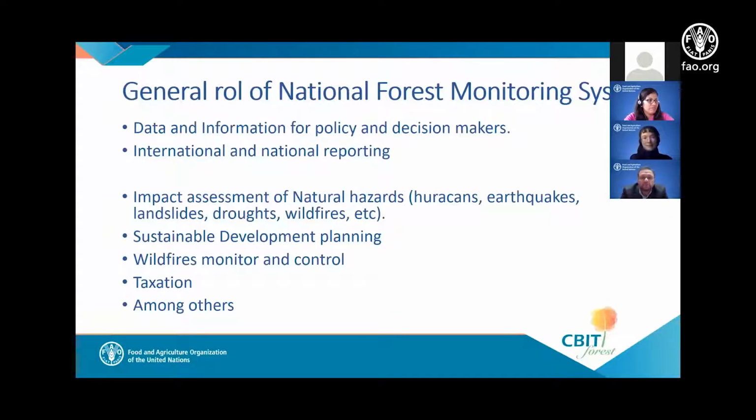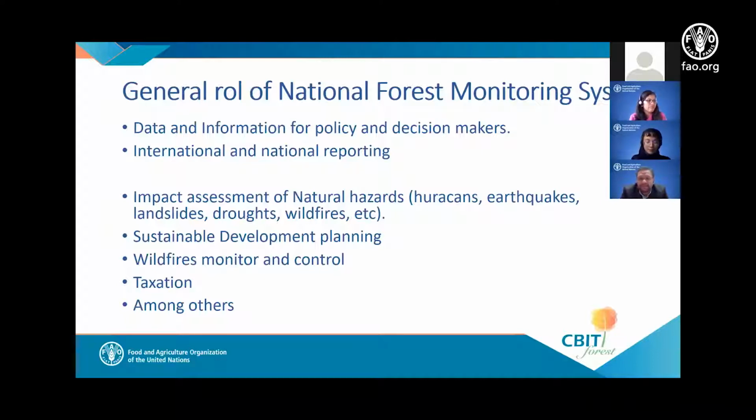You know, to talk about the guidance, I think first we have to talk about the role of national forest monitoring system. Normally, a national forest monitoring system is related with data and information on forest resources of a country, where this information is used by policy and decision makers. More recently, it is taking more relevance in the context of international and national reporting, for example, on the Global Forest Assessment of the FAO, the UNFCCC, CBD, Sustainable Development Goals, and among others, reporting process. However, a national forest monitoring system is more than that.